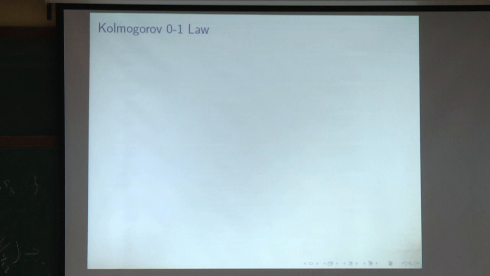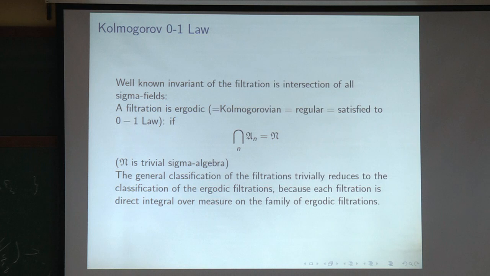So the 0-1 law means that the filtration has no non-trivial events, which means that the intersection of the whole filtration is trivial. That is, the sigma field of two elements: the whole space, a set of measure one, and the empty set, of measure zero.